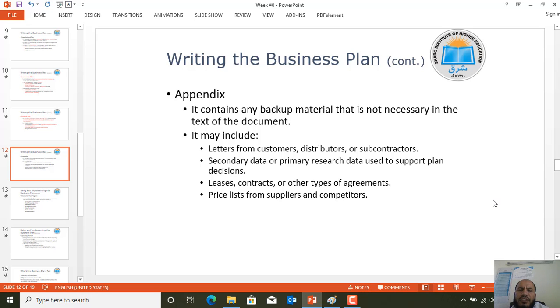Dear students, here we can also add the price lists from suppliers and competitors when developing or writing the business plan. So all of these are some of the important documents that we may include while developing the business plan.